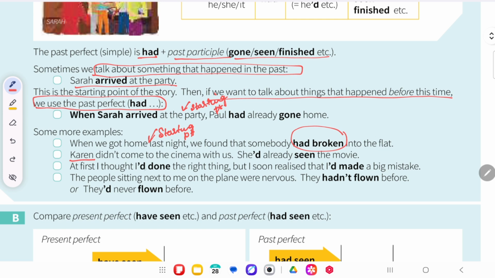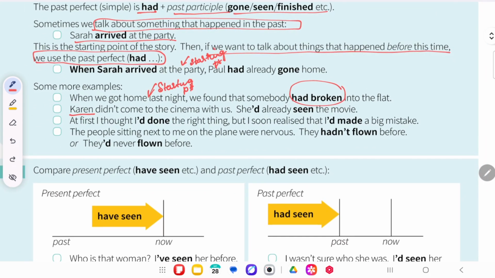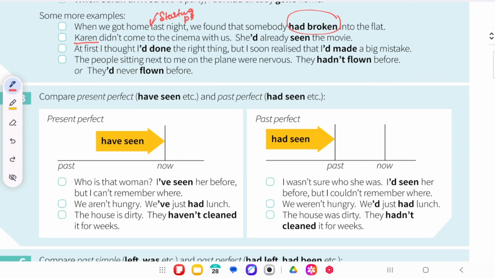At first I thought I had done the right thing, but soon I realized that I had made a big mistake. First I thought, meaning I thought in the past, I had done the right thing. I had done, but I had made a big mistake. The people sitting next to me on the plane were nervous. They hadn't flown before. They had never flown before, or they hadn't flown before.